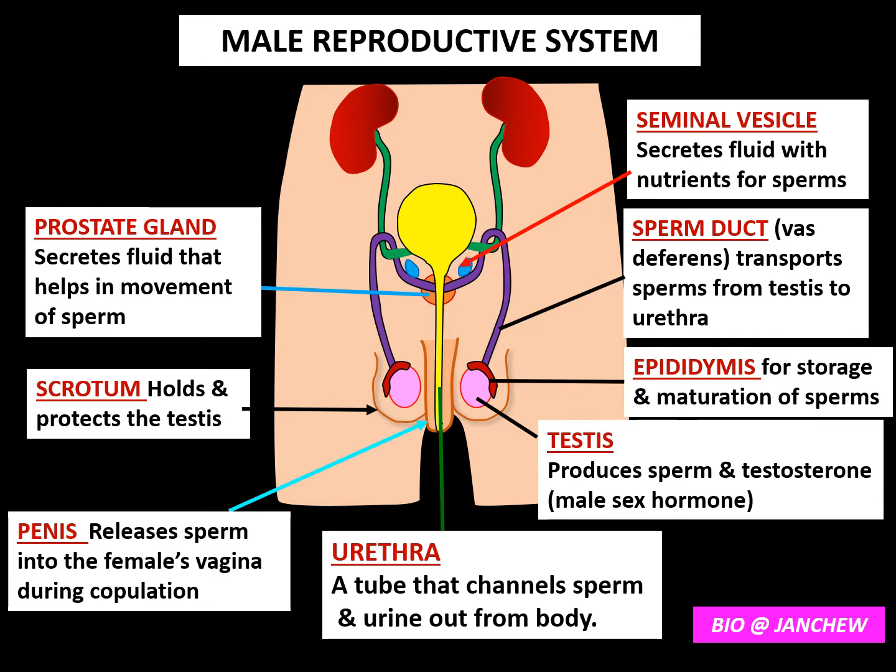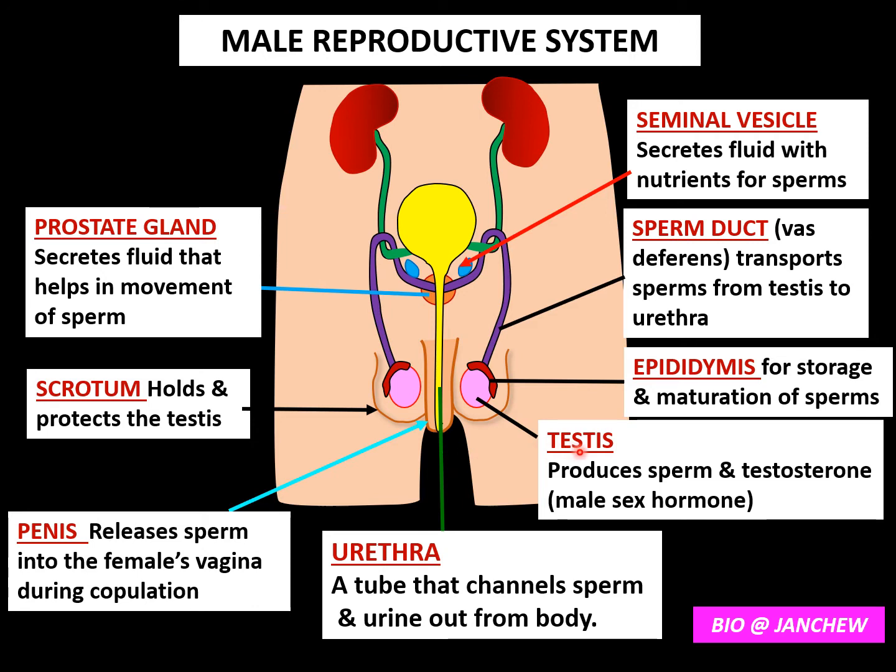Let us discuss the structure of the male reproductive system, starting from the organ where the sperm is produced, and then we'll trace the pathway of the sperm until it is released from the body through the urethra and out into the external environment.